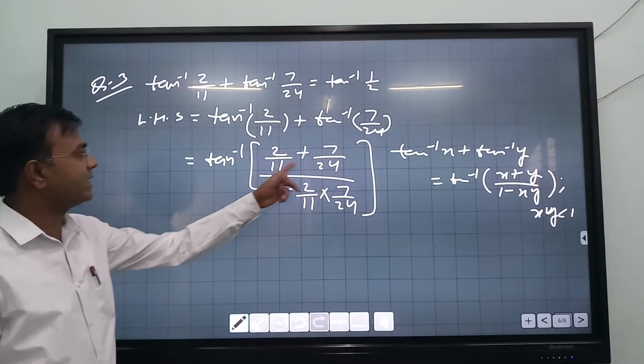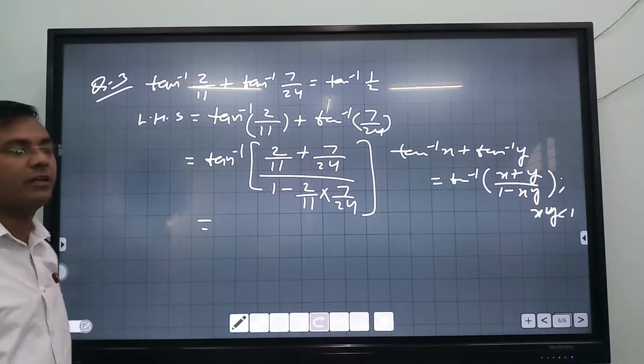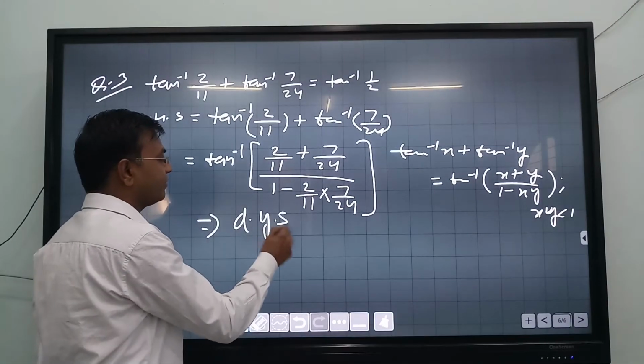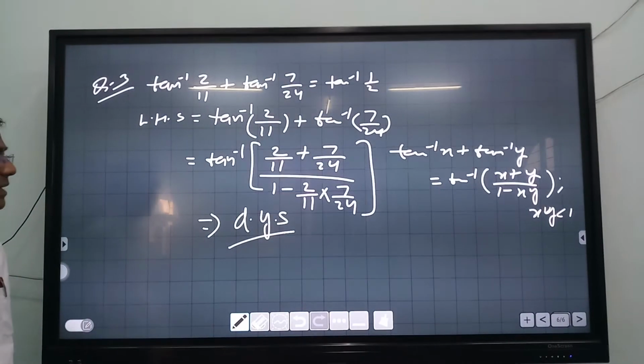Okay. So now take the LCM and simplify this. You will get straight away tan inverse 1 by 2, which is the answer. Okay. So do it yourself. Just simplify this and get the answer in only 2-3 steps. Okay.